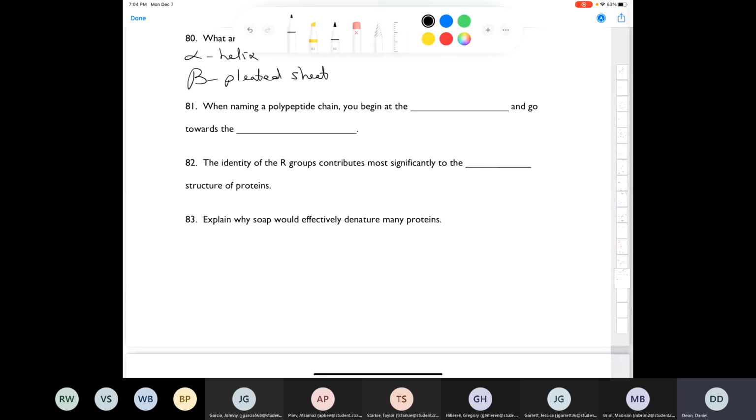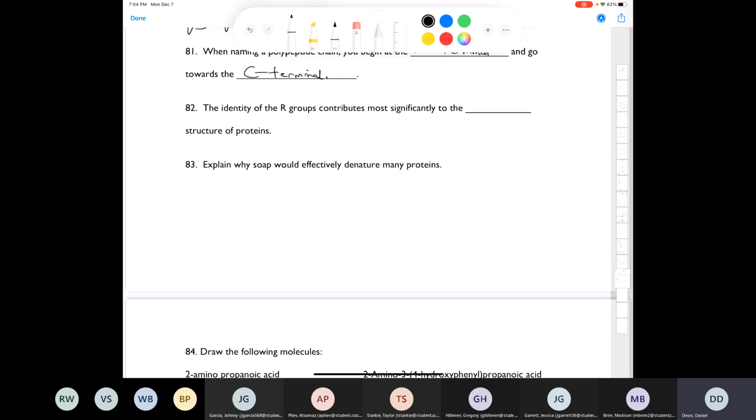When naming a polypeptide chain, you begin at the blank and go towards the blank. We never talked about naming polypeptide chains, really. It doesn't come up in the ACS final, so I don't ask any questions about it. But you should always start at the left-hand side. So you start at the N terminal and you go towards the C terminal, or as I call it, the N terminus to the C terminus. The identity of the R groups contributes most significantly to the blank structure of proteins. That would be the tertiary and quaternary structure.